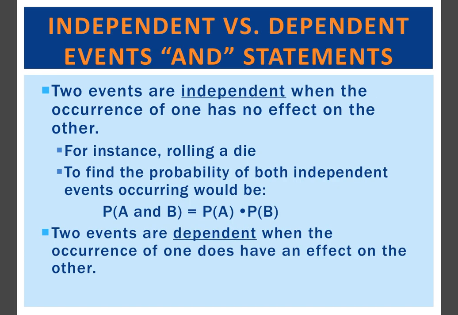All right, now we're just going to get our feet wet on the ands. An and statement is at least 2 events. So usually it's 2 events. It could be more than 2 events. And they are either independent or dependent.